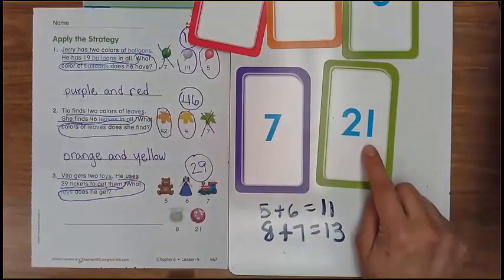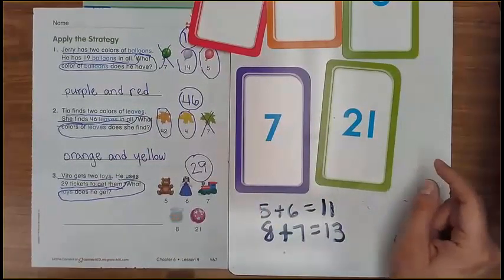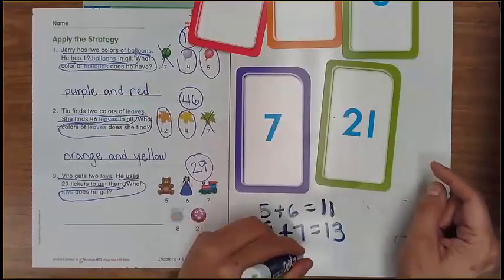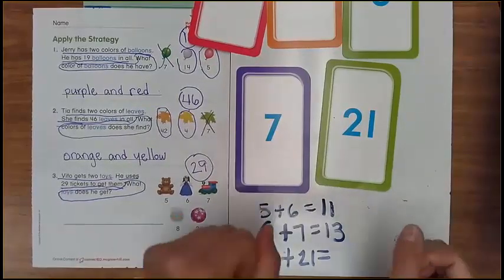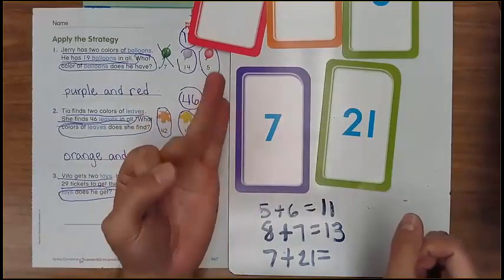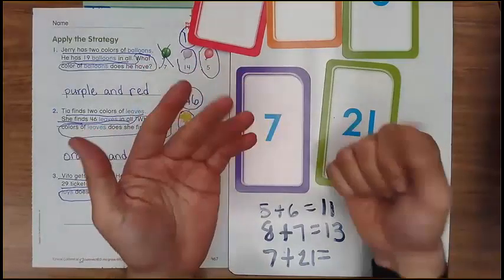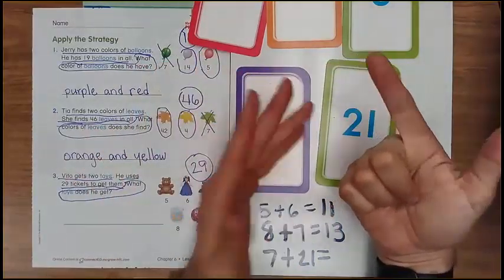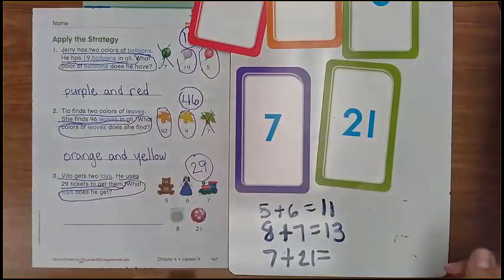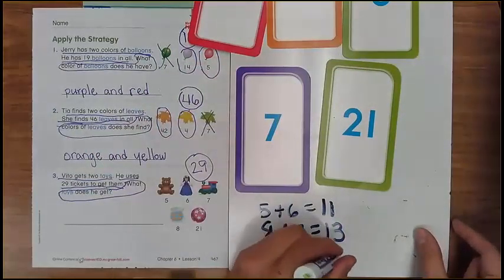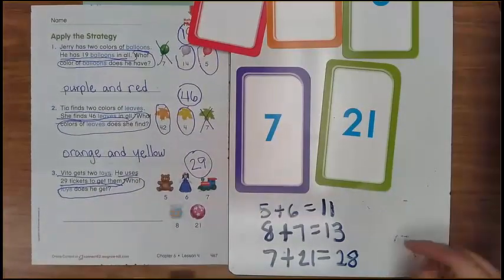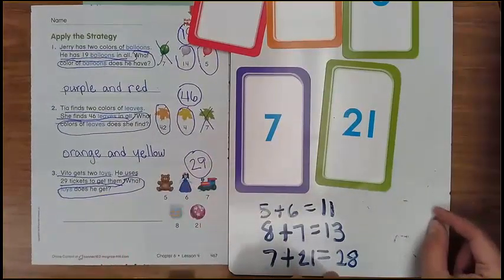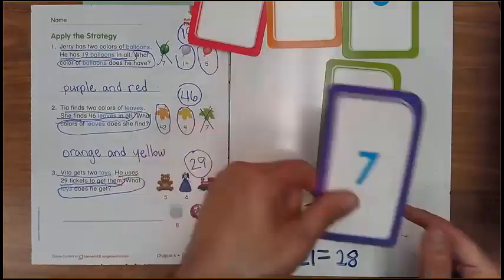So let's see. Ready? Let's count on. We're going to start from the bigger number. 7 plus 21. We start from the bigger number and count on 7. 21, 22, 23, 24, 25, 26, 27, 28. So nope, it's not, because 7 plus 21 is 28, and we're looking for 29, so we're close.